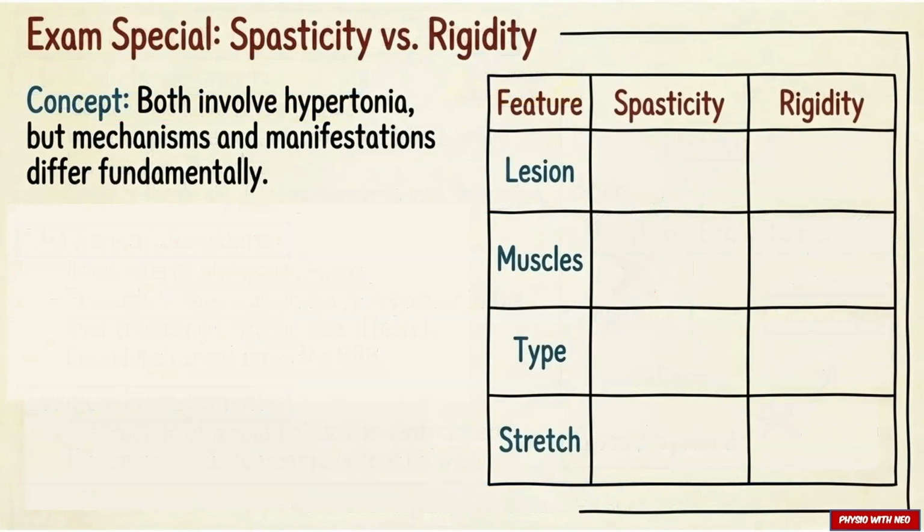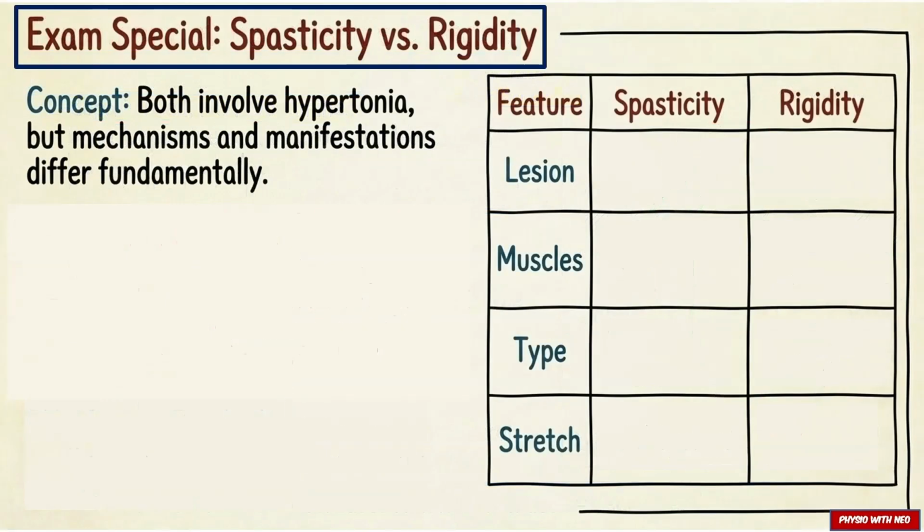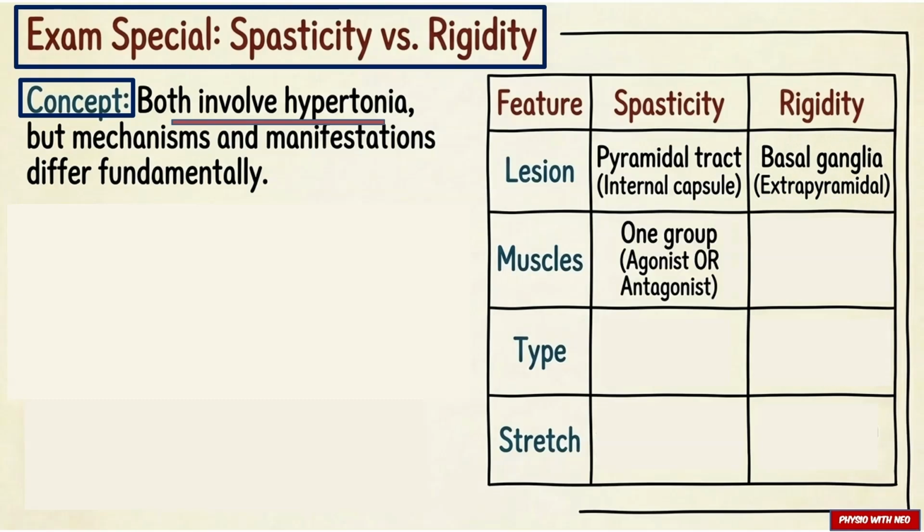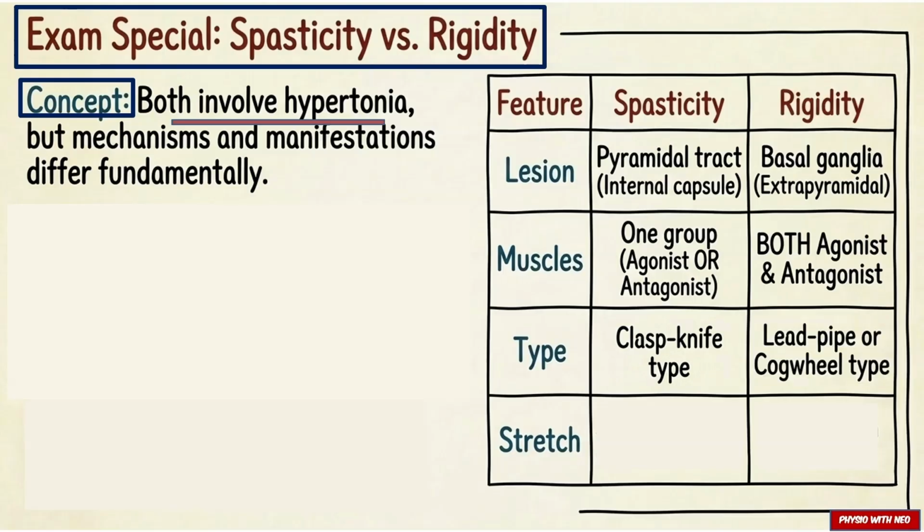Now let's see the practical exam specific difference between spasticity and rigidity. Actually, both involve hypertonia, but the mechanisms and manifestations differ fundamentally. In spasticity, the lesion is in the pyramidal tract, whereas in rigidity it is in the basal ganglia. The muscle involved in spasticity is one group, either agonist or antagonist, whereas in rigidity both are involved. Spasticity is clasp knife type, whereas rigidity is lead pipe or cogwheel type.